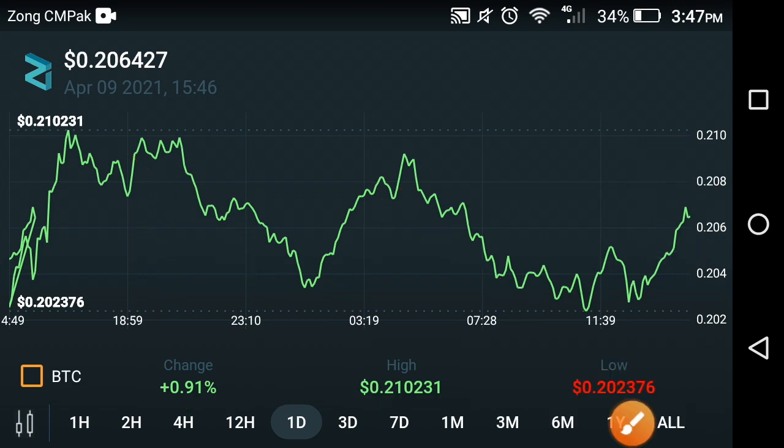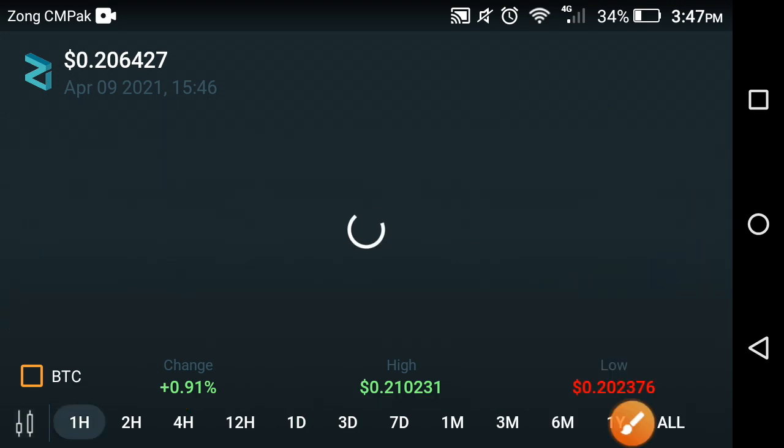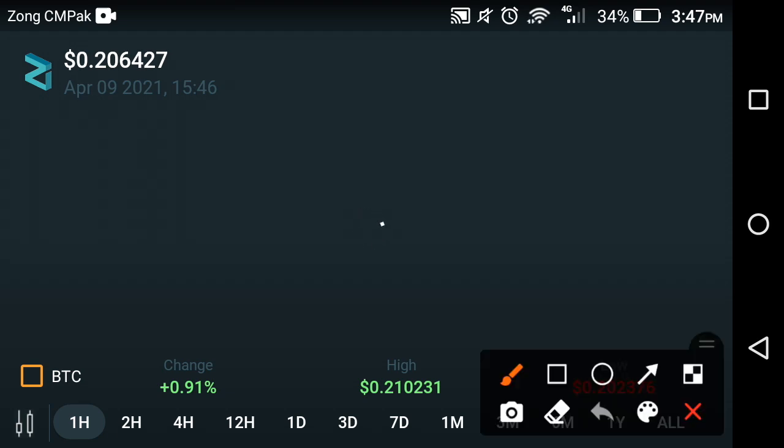Now let's see the last 1 hour price prediction, what's going on in the Zilliqa coin at this time. The current price change, the current high price, and the current price of Zilliqa coin. Let's see the last 1 hour price prediction, as you can see now on the screen.